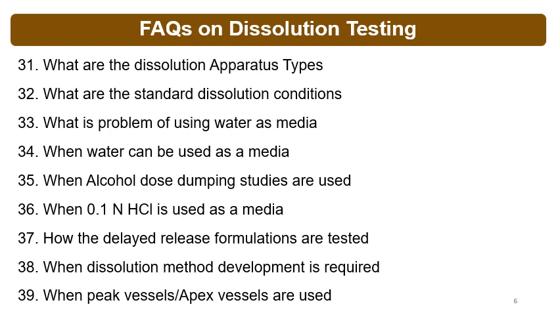When are peak vessels or apex vessels used? Generally peak vessels are used when there is a coning effect or heap formation for the formulations. And due to that, if you are not getting good release, then apex vessels can be used. But generally, peak vessels are avoided.